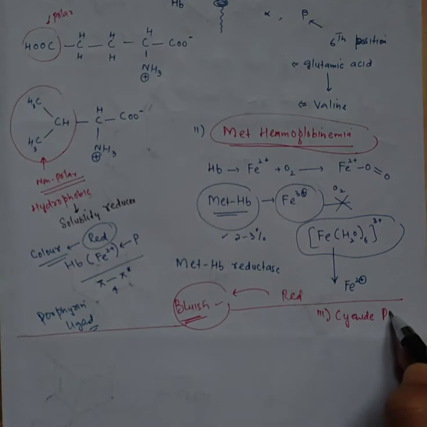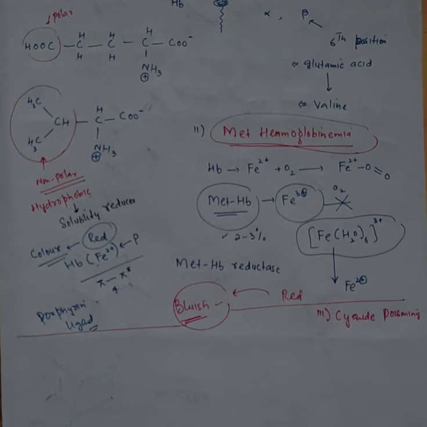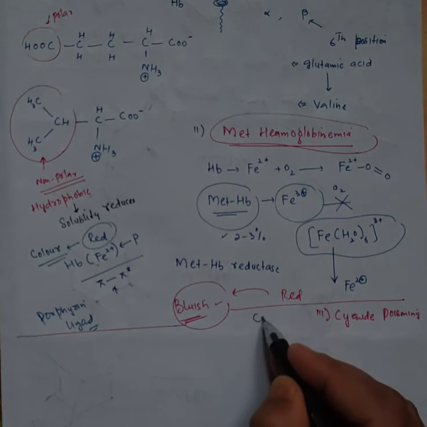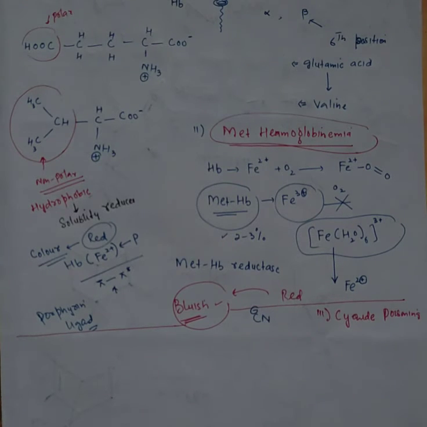Cyanide poisoning. So cyanide, we know it acts as a ligand. It can be derived from any form of compound, sodium cyanide, isothiocyanate, thiocyanate, wherever we have this cyanide group present. So that can give the cyanide inside the blood.